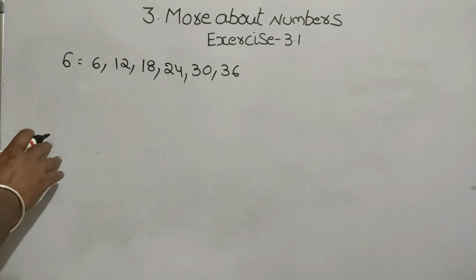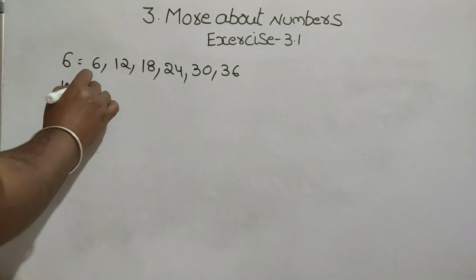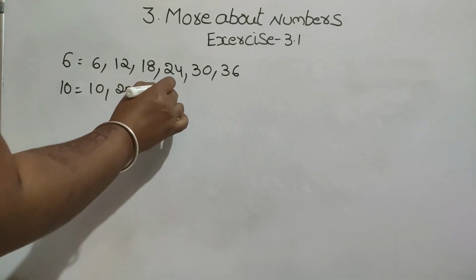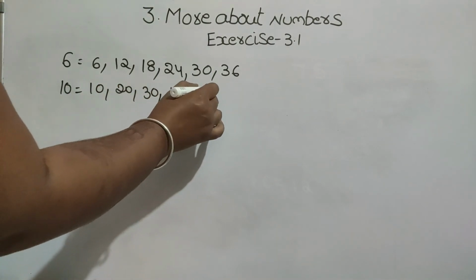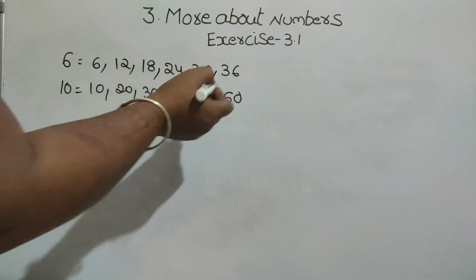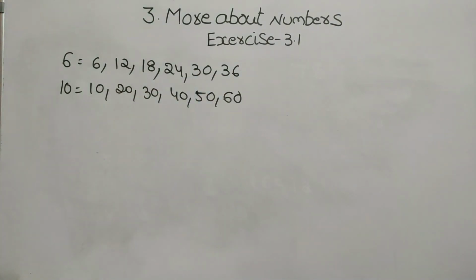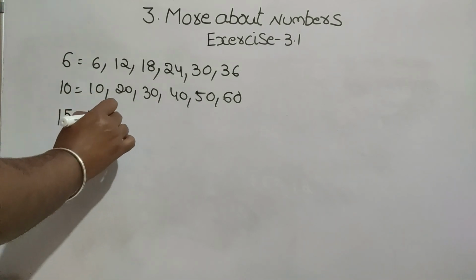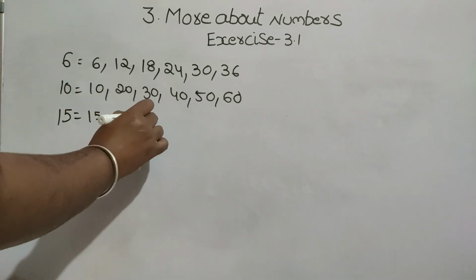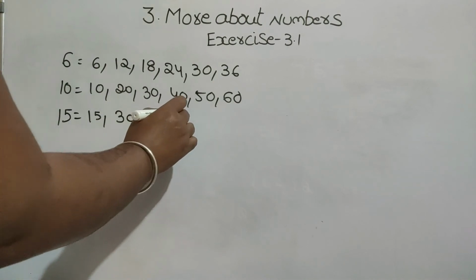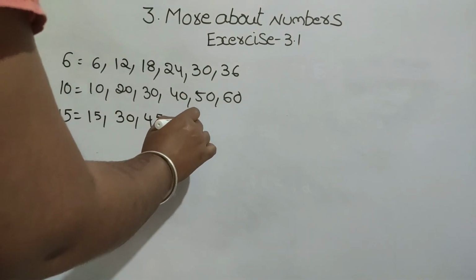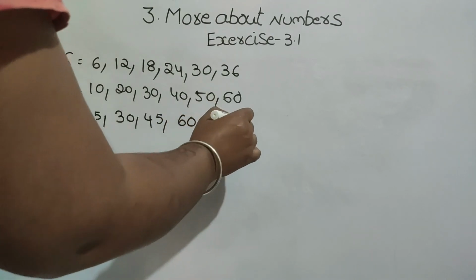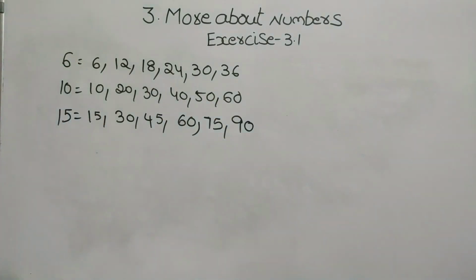Second one is 10. 10 1s are 10. 10 2s are 20. 10 3s are 30. 10 4s are 40. 10 5s are 50. 10 6 are 60. Next one is 15. 15 1s are 15. 15 2s are 30. 15 3s are 45. 15 4s are 60. 15 5s are 75. 15 6 are 90.